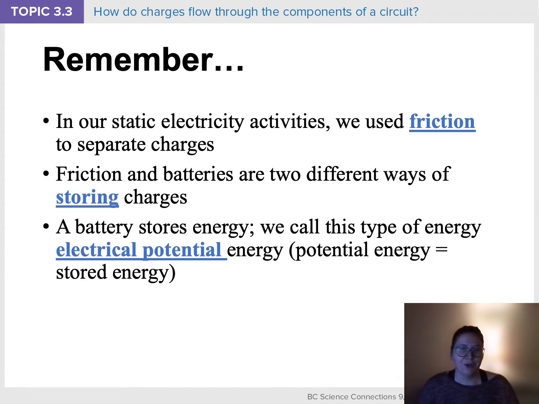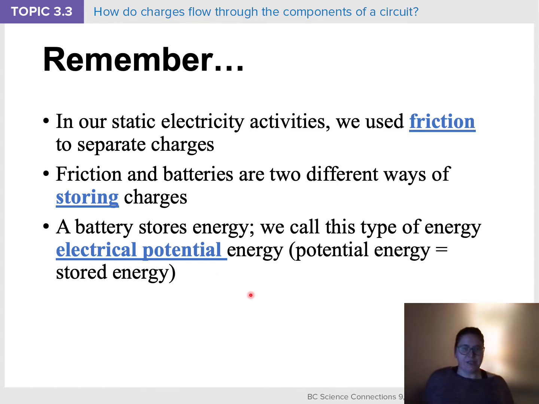Remember from our last lesson that in static electricity, we use friction to separate the charges. Friction means we're rubbing two objects together and electrons are being transferred from one object to the other. Friction and batteries are two different ways of storing charges in an object. And a battery stores energy.